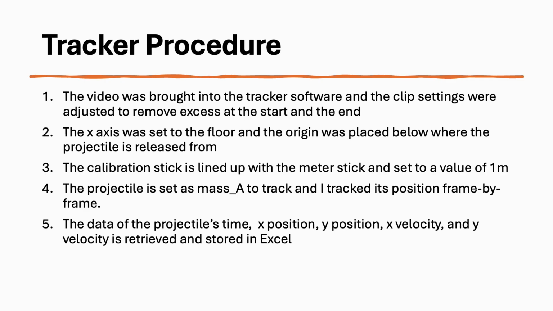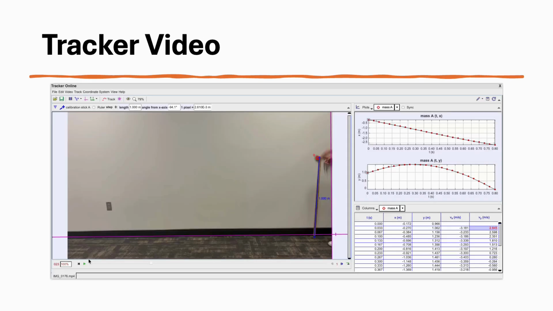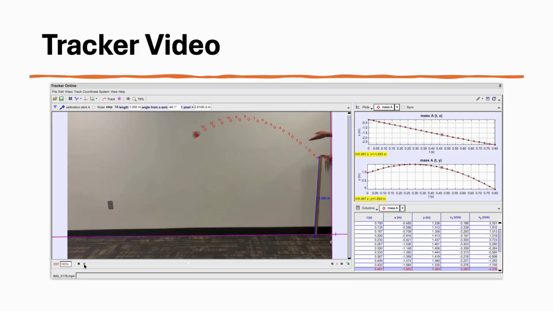This video is brought into the Tracker software, and the clip settings were adjusted to remove excess at the start and at the end. The x-axis was set to the floor, and the origin was set right below where the projectile was thrown from. The calibration stick was lined up to the meter stick in the video, and the projectile was set as mass A, and then we tracked it frame by frame. The data was put into Excel: the x position, y position, x velocity, and y velocity of the projectile. Here's a video of the Tracker software.